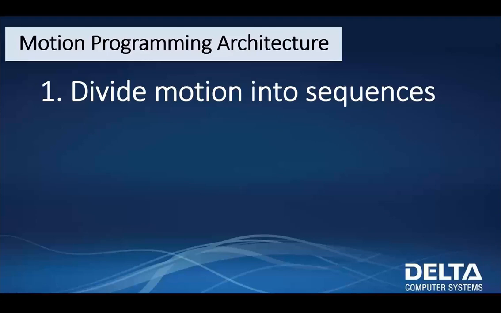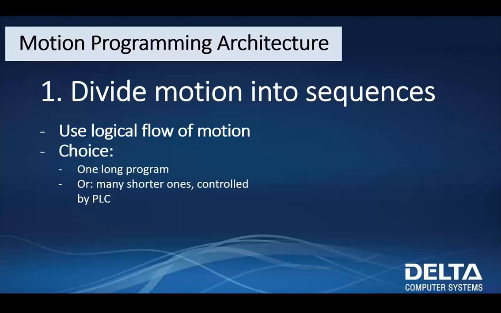So in motion programming architecture, one of the first things we do is we take the motion required and divide it into sequences. Generally, we simply use the logical, chronological flow of motion, and we make it into user programs. Now we have some choices here. We can make one really long program, or we can take that sequence and divide it into some shorter ones, and the PLC can start them at the right time. This is totally your choice. I want to really emphasize that anytime programming is involved, there's usually many ways to do the same thing. So we're just going to go through some basics, some classic methods here.